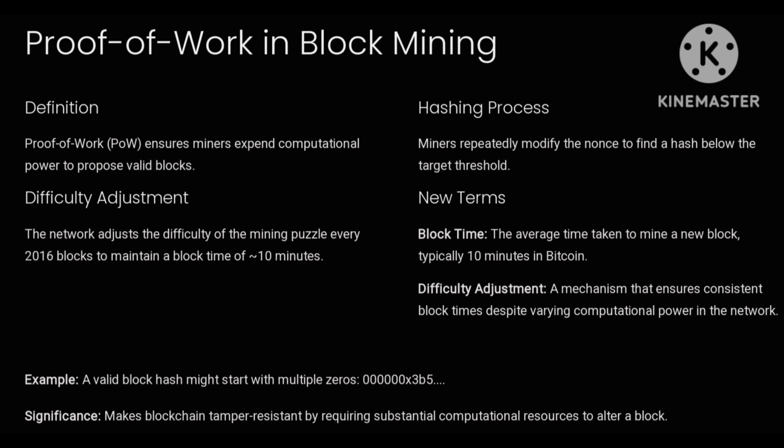about 10 minutes. For example, if the combined computational power of miners increases, the network makes the problem harder to solve, ensuring that blocks aren't mined too quickly. Similarly, if computational power decreases, the problem gets easier. This balance is crucial for maintaining Bitcoin's consistency and security. It also makes the blockchain highly resistant to tampering.